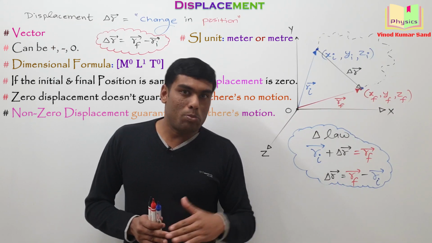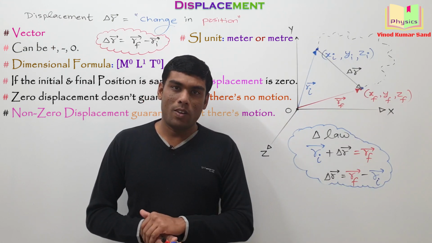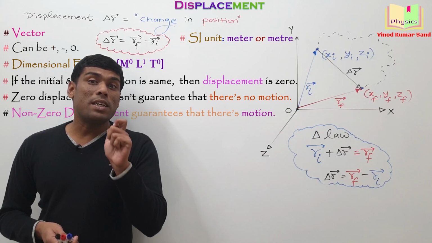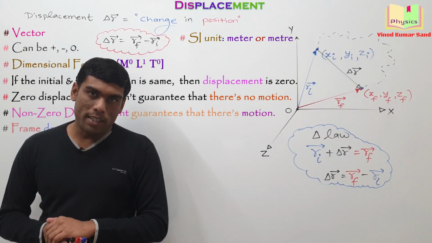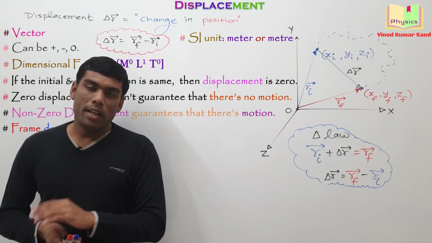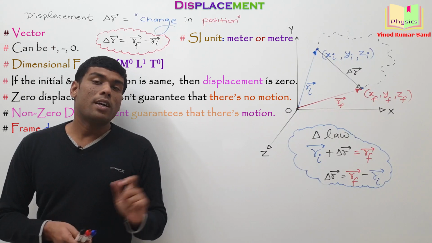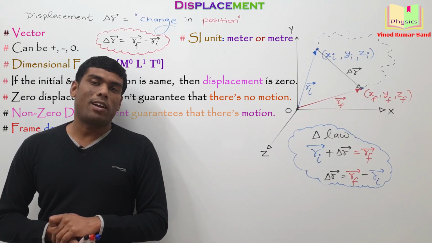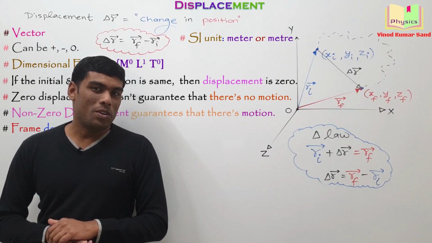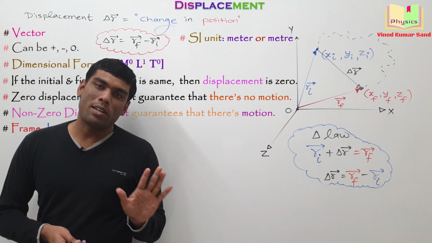So from your initial position, you have moved somewhere. Getting it? Okay. Next important point. Displacement is a frame dependent quantity. For example, you are sitting in a moving train and you look at your luggage which is lying beside you. How much is the displacement of that luggage with respect to you? Answer is 0.